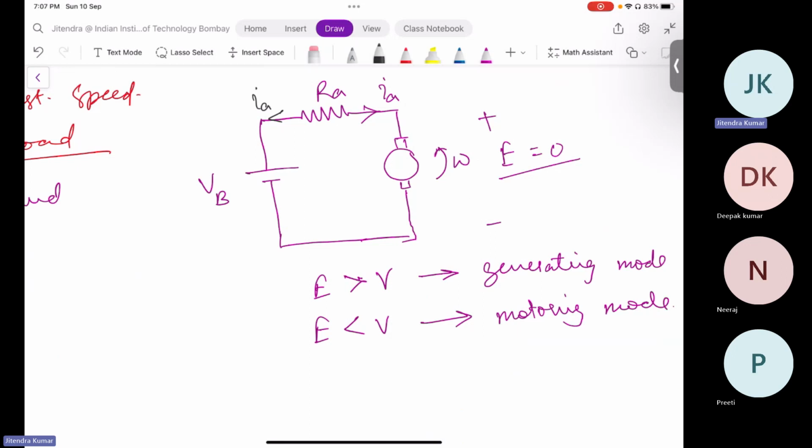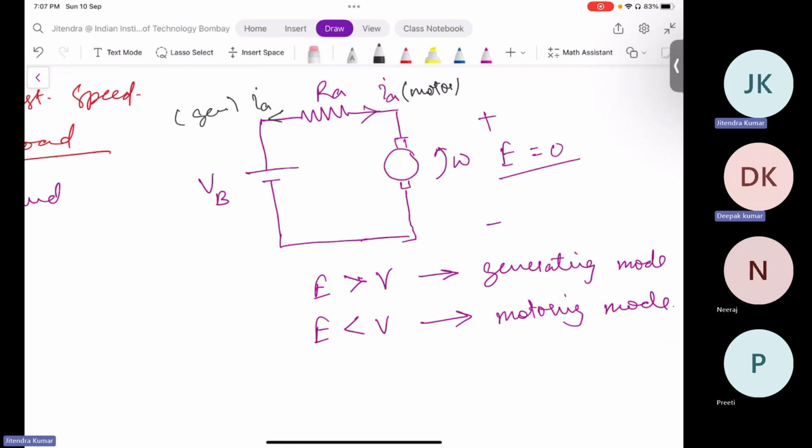And when it works as a motor, how does it work? We give supply to the motor and then it rotates your fan or whatever rotating machine is connected, right? Yes, sir. This is the case of motor and this is the case of generator. Sir, how can we say that current is coming out or going into the generator or motor? You have to just identify which parameter is higher, VB or E, supply voltage or back EMF.